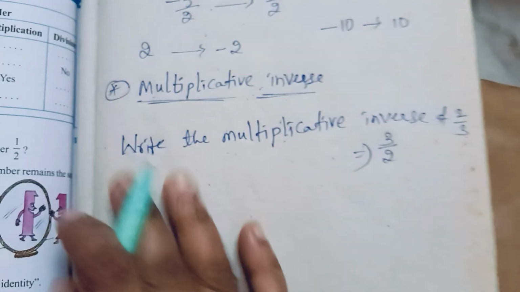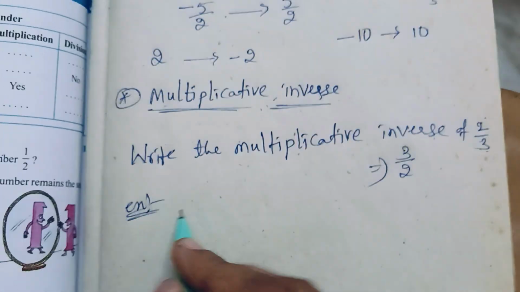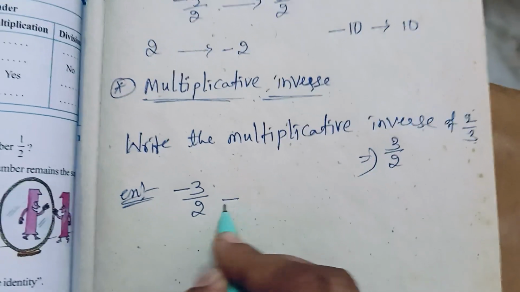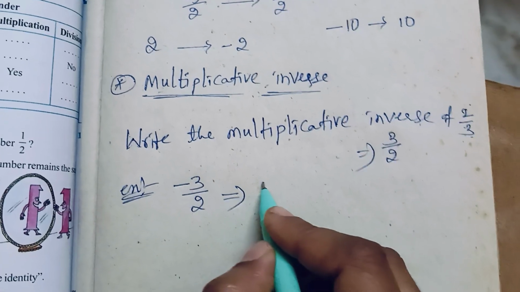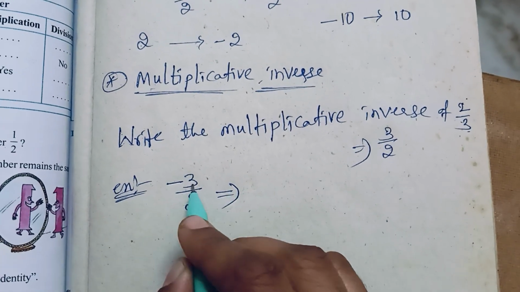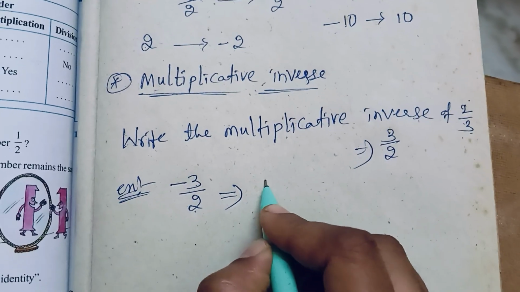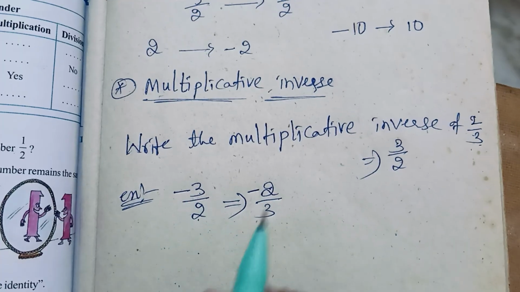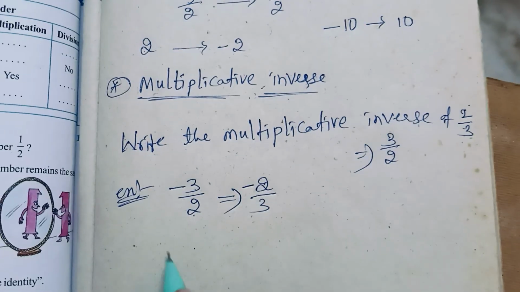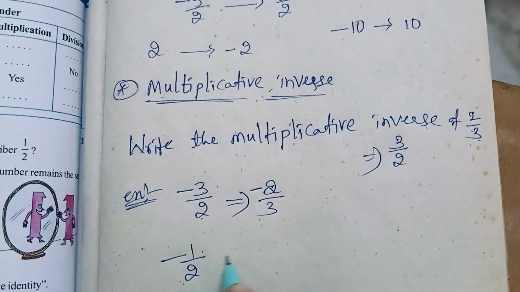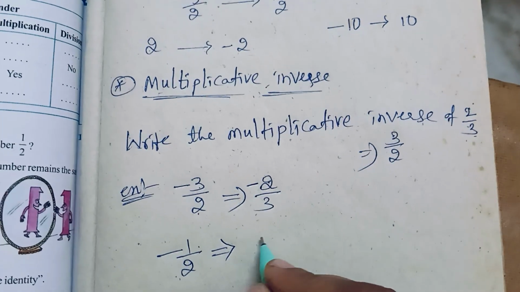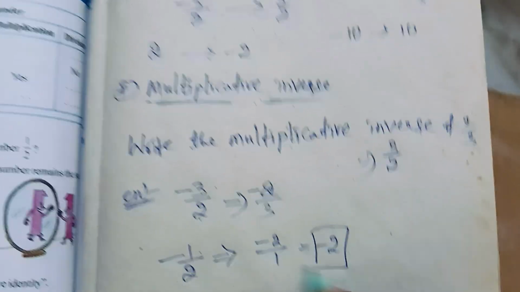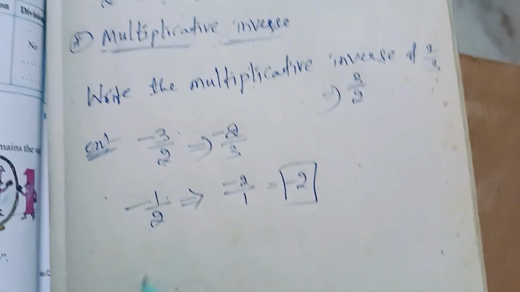Now let's look at some more examples. The multiplicative inverse of minus 2 by 3 is minus 3 by 2. Here the minus sign is there, right? The minus stays as it is. And next, 1 by 2. The multiplicative inverse of 1 by 2 is 2 by 1, and 2 by 1 means 2 only. So this is a multiplicative inverse.